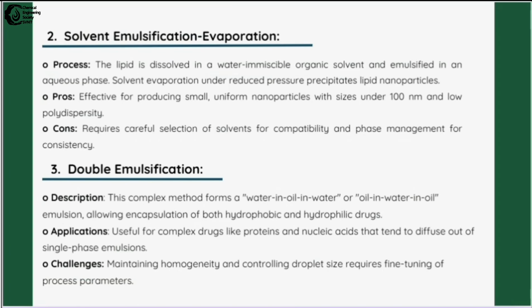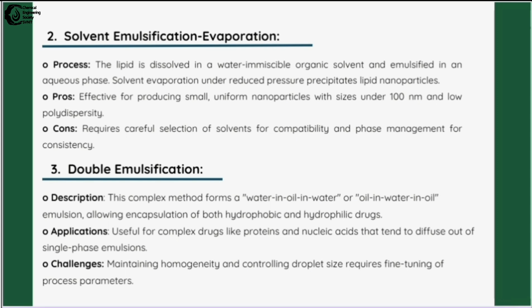Now, coming to the second method, which is solvent emulsification evaporation. In this process, the lipid is dissolved in a water immiscible organic solvent and then emulsified in an aqueous phase. After that, the solvent is evaporated under reduced pressure, which gives us nanoparticles as a precipitate. It is effective for producing small and uniform nanoparticles with sizes under 100 nanometers and low polydispersity. But the limitation is that it requires careful selection of the solvents for compatibility and phase management for consistency.